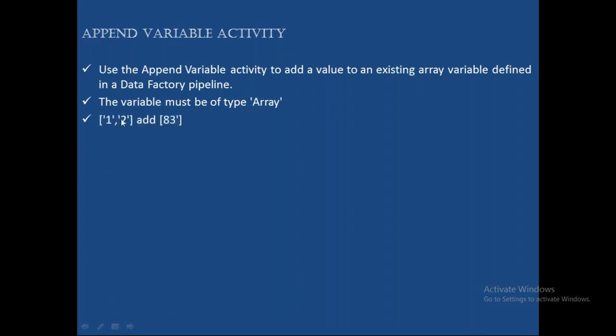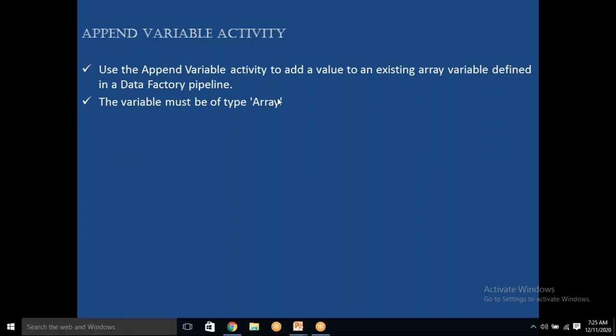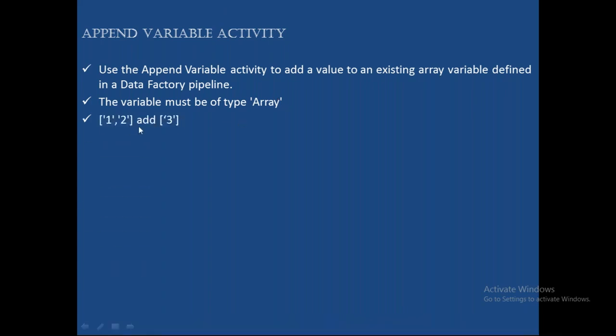But array means, let's say here, 1, 2, and I want to add 3 to this particular array. When you add it, it will become 1, 2, 3. Understood? Now if you want to add 4, it will become 1, 2, 3, 4. When you are storing multiple values, this is of type array. It's not a string or int, it's an array. It will have multiple values.